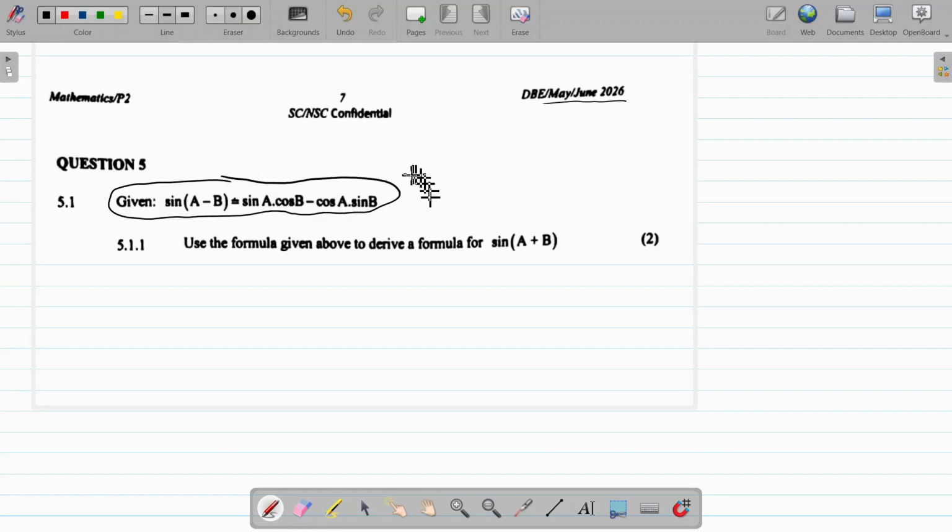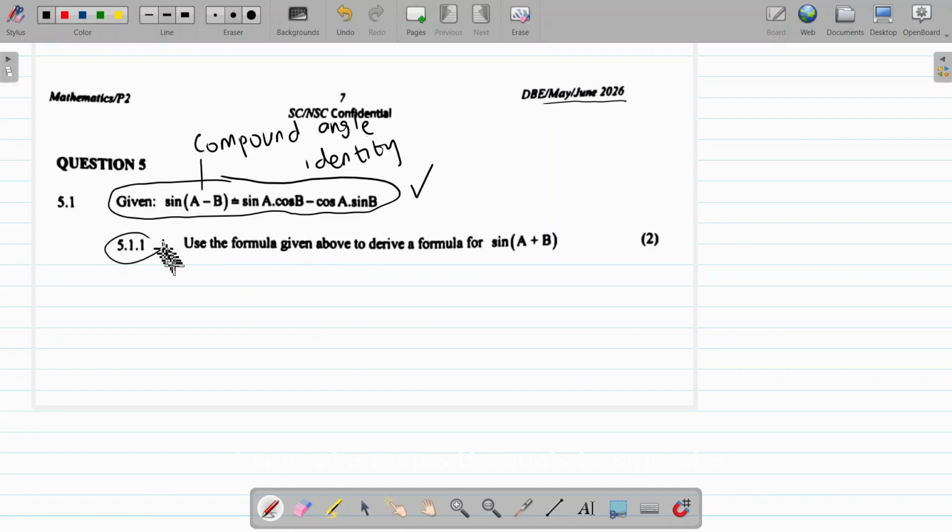So we are given this, which is sine of a minus b. This is a compound angle identity for sine. We are given that sine of a minus b equals sine of a multiplied by cos of b minus cos of a multiplied by sine of b, and that's what we've been given.